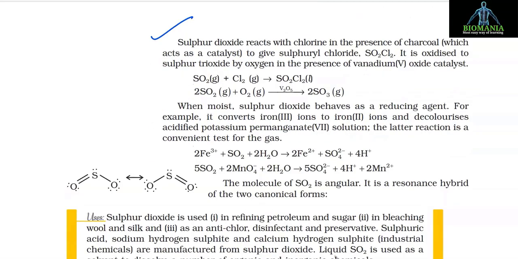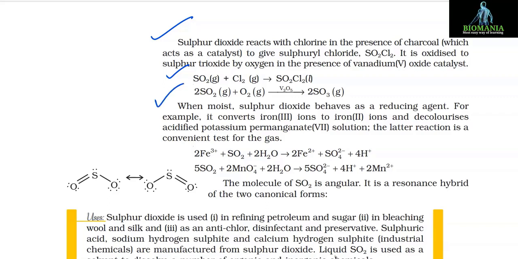Sulfur dioxide reacts with chlorine in the presence of charcoal, which acts as a catalyst, to give sulfuryl chloride, SO2Cl2. It is oxidized to sulfur trioxide by oxygen in the presence of vanadium (V) oxide catalyst. The reactions are SO2 plus Cl2 gives SO2Cl2, a liquid, and 2SO2 plus O2 gives 2SO3, and this reaction occurs in the presence of V2O5.